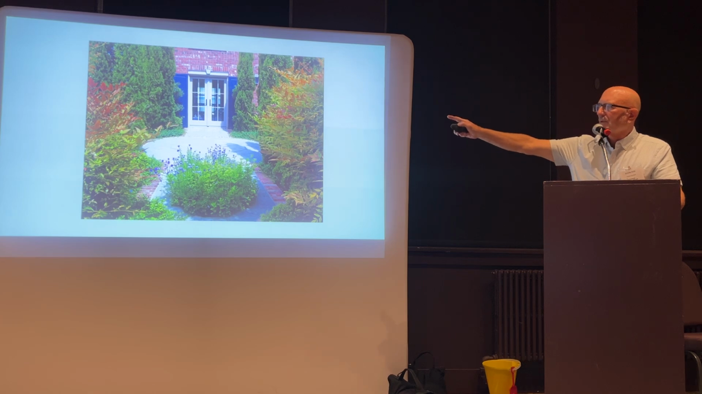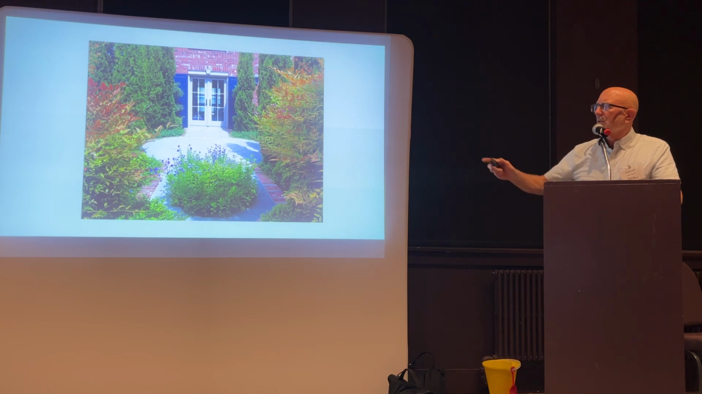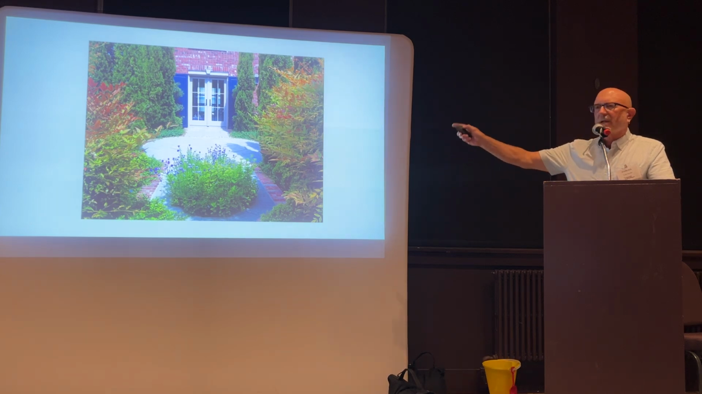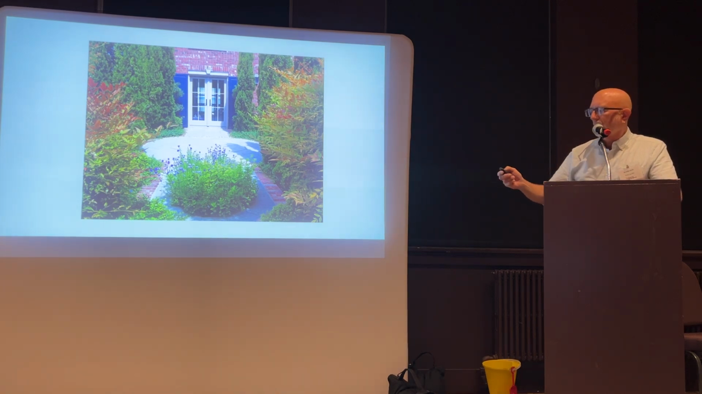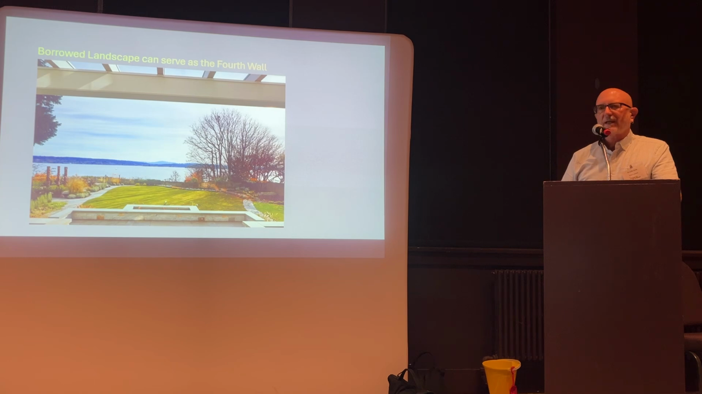And if you look through the door, you'll see the vanishing point of the one-point perspective somewhere out there in what is Puget Sound. There are 3 walls, a wall to the left, a wall to the right, and the house is the 4th wall. Now, the 4th wall can sometimes be open, and this is what we call borrowed landscape.